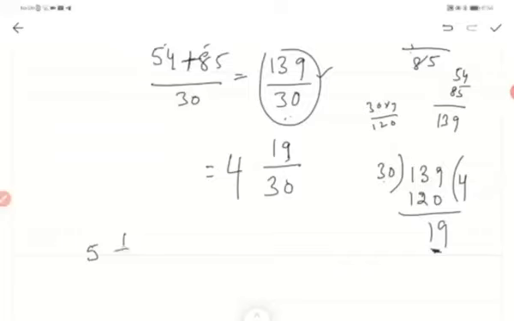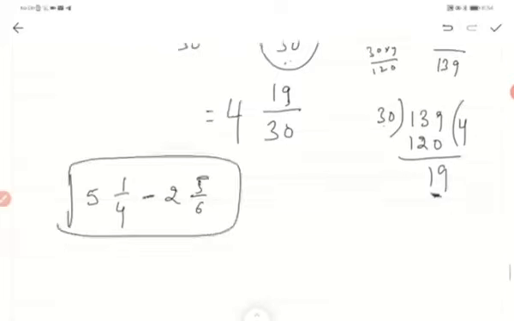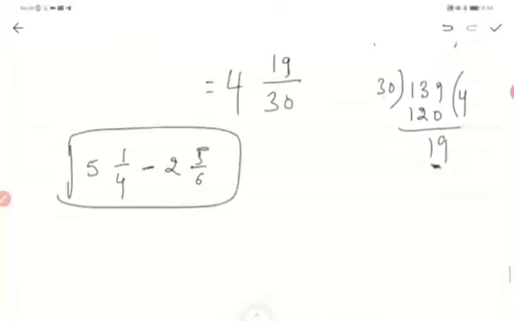Okay, 5 1 by 4 minus 2 5 by 6. Subtraction is just the same as what we did for addition. Try to do this. Okay, and one more problem I'm going to give you is this one: 5 2 by 7 plus 1 by 6 minus 2 3 by 7.